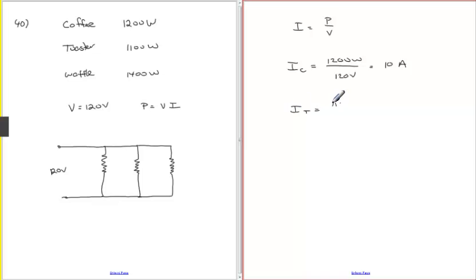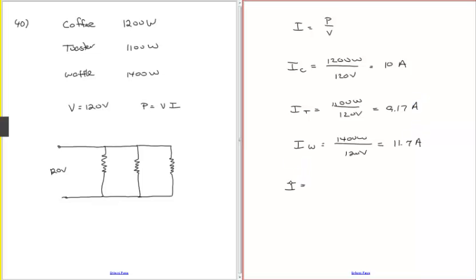The current for the toaster is 1100 watts divided by the same voltage because they're in parallel. And it's going to be a little bit less. So I get my calculator out here. So 1100 divided by 120 is 9.17 amps. And the current through the waffle maker is 1400 watts divided by 120 volts. And that's 11.7 amps.